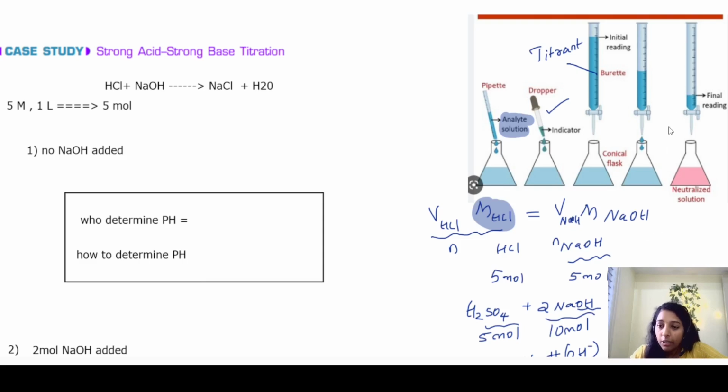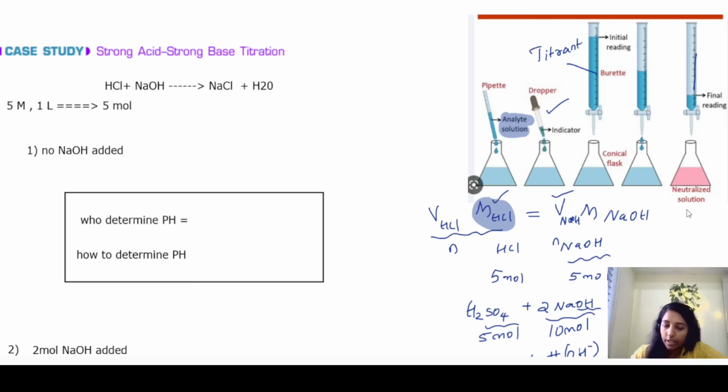Okay, so at that time, when there is a color change, you can stop the titration. Just take that burette reading. That is our volume of NaOH. So for a 1 to 1 ratio, you can simply use M1 V1 is equal to M2 V2, and you substitute every value, so that you can find out the molarity of HCl, or molarity of the acid or analyte. That is the usual procedure.